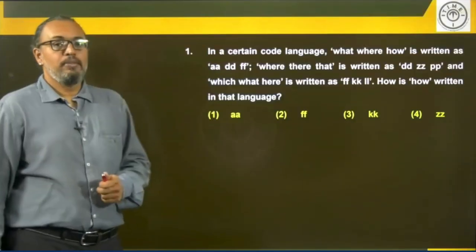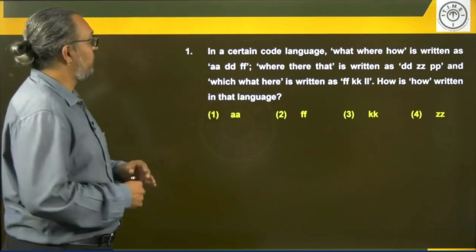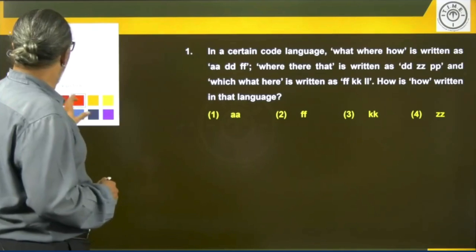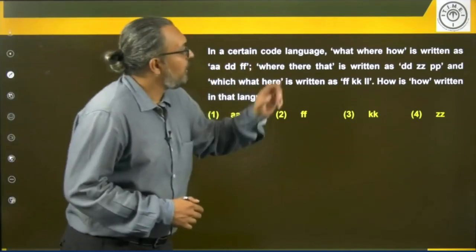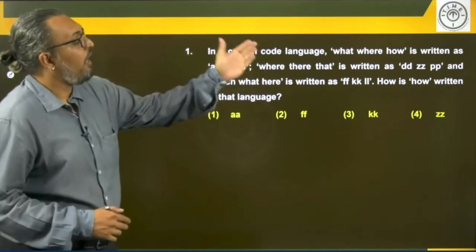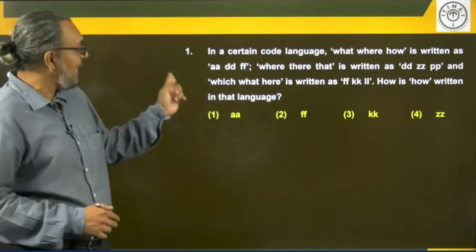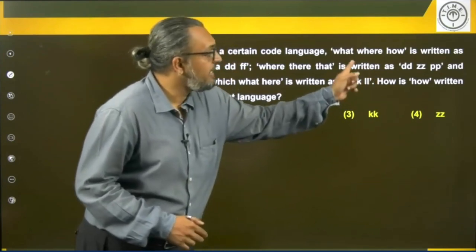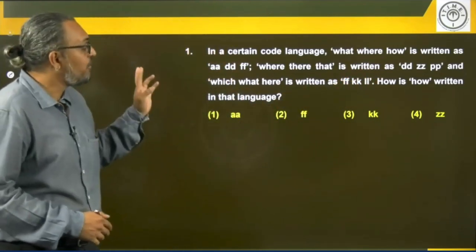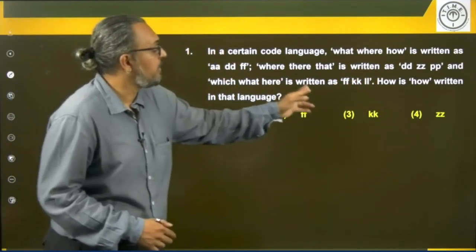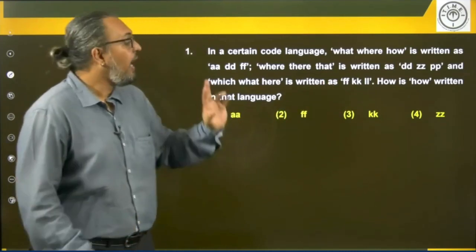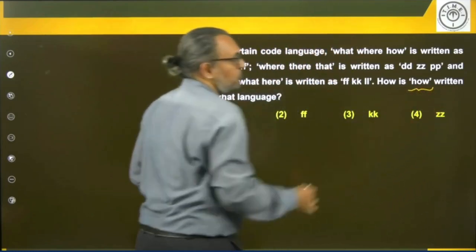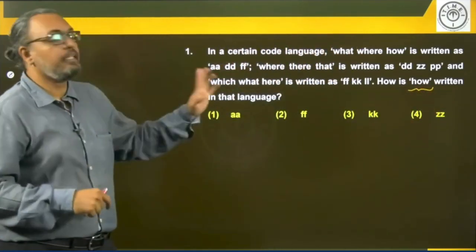Right. So let's start with the coding decoding. Now in the first question, he says, in a certain code language, what, where, how is written as AADDFF, where, there, that is written as DDZZPP, and which, what, here is written as FFKKLL. How is the word how written in that language?